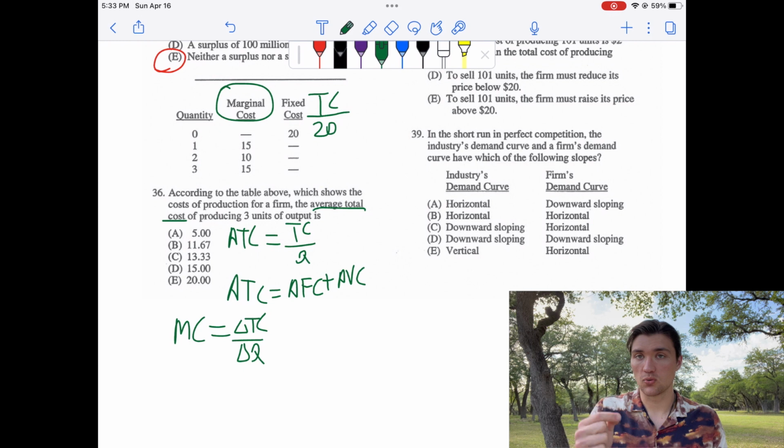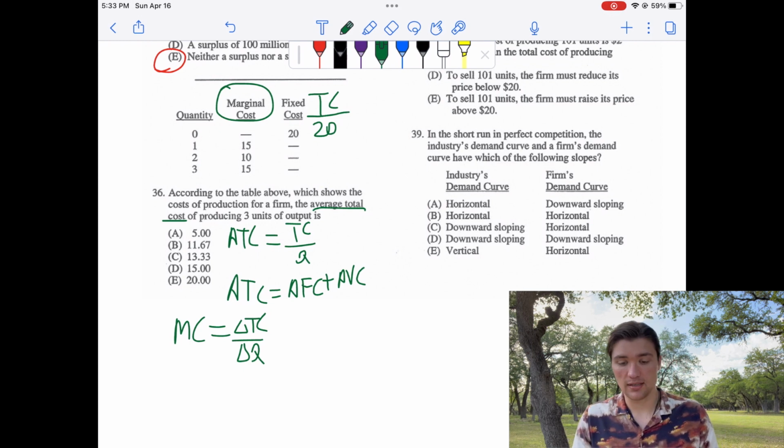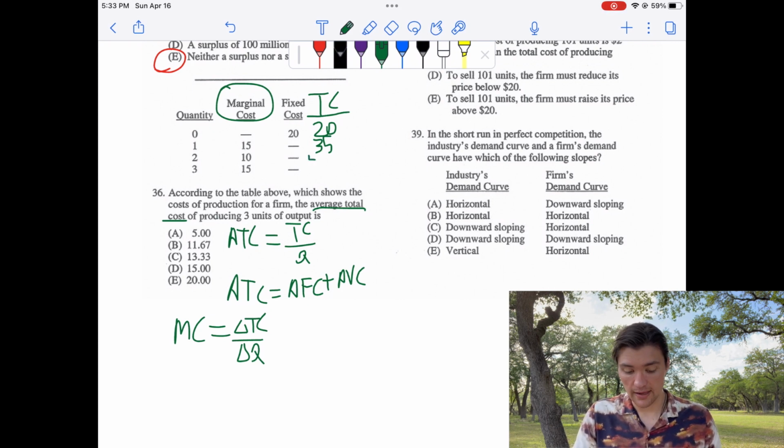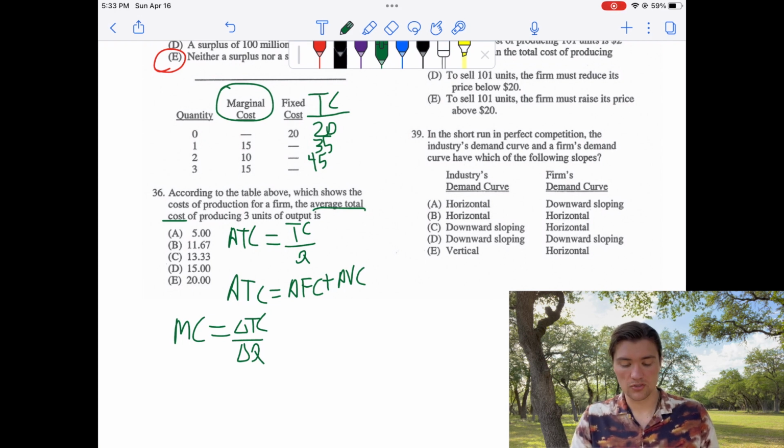So you went from 20 plus 15. So your total cost is 35. Okay, if you made the second one, you're now at 10 more. So now you're at 45. And then finally, you're gonna add another 15 because your marginal cost is 15. Your change in your cost is 15. So you went from 45 to 60.